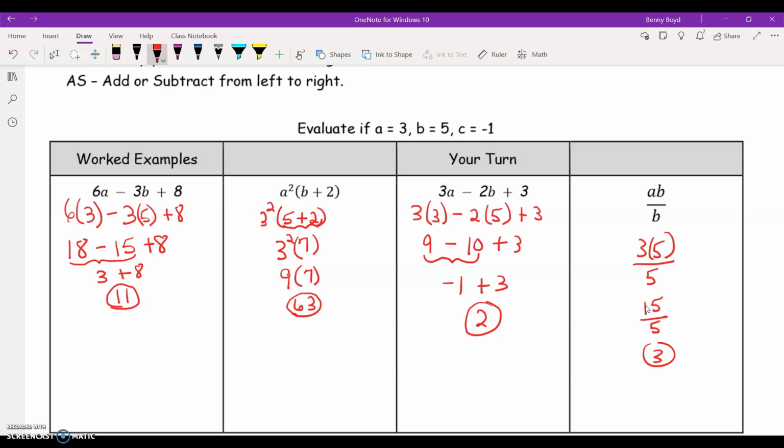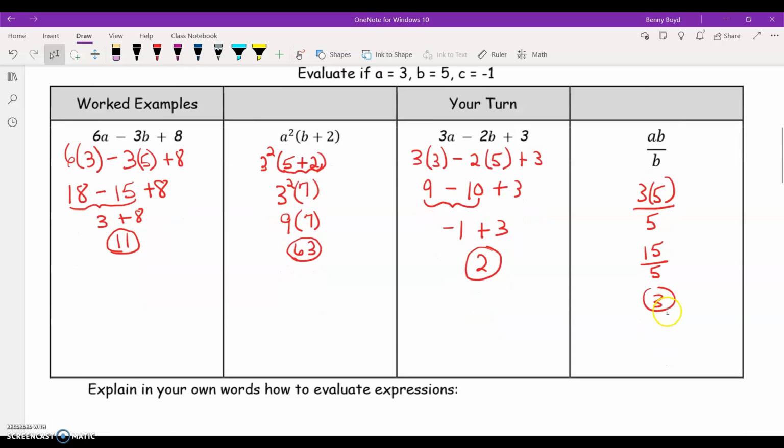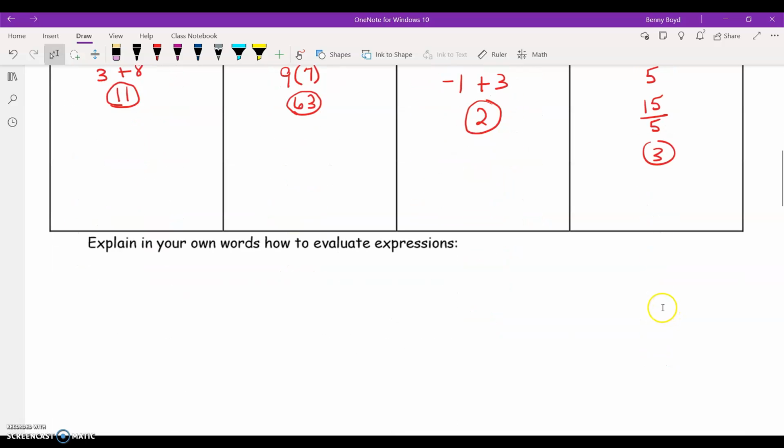Notice I never put an equal sign in any of these because these are not equations, guys. These are expressions. Okay? So now I want you to pause the video and explain in your own words how to evaluate expressions.